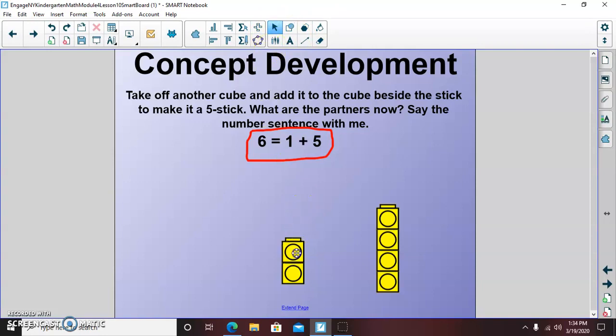How can I match my picture to my number sentence? Very good. We are going to drag a cube over and add it to this. And let's see if that matches it. So we have 6. We still have 6 even though we moved something. 1. Yep, I've got a 1. 1, 2, 3, 4, 5. Oh, great job, guys. Thank you for helping me solve that.